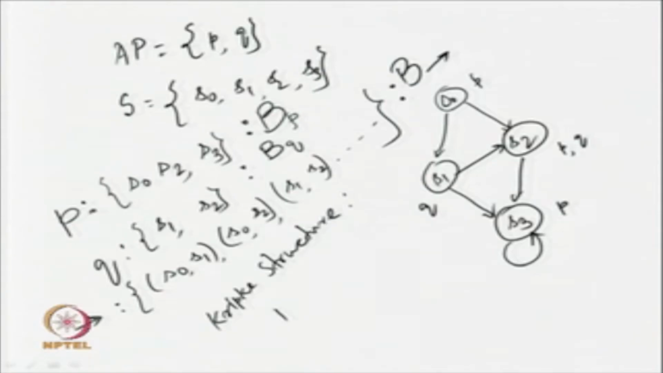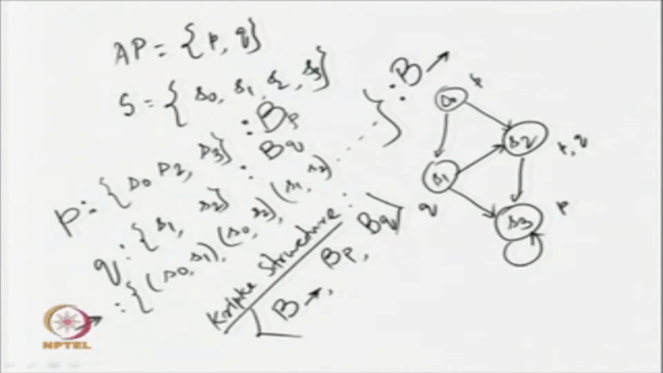So, that means we can say that B arrow, BP and BQ, these three BDDs are going to represent this Kripke structure. If I have this particular Kripke structure, that state transition diagram along with this labeling function, this information can be captured with the help of these three BDDs. Now you just see that ROBDDs can be used to represent a Kripke structure also.